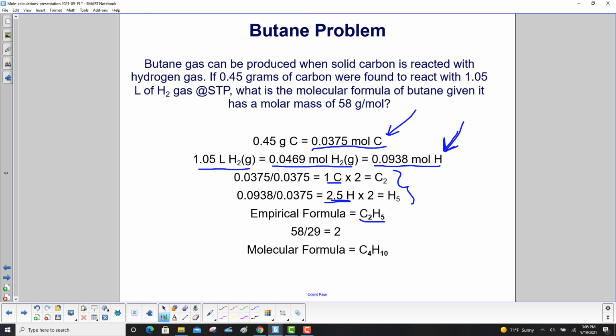Now, the mass of this here is 29 grams per mole, okay, and we have a molar mass of 58 grams per mole. So we have to divide the 58 by 29, and we get 2. So we have to double the empirical formula to get C4H10.